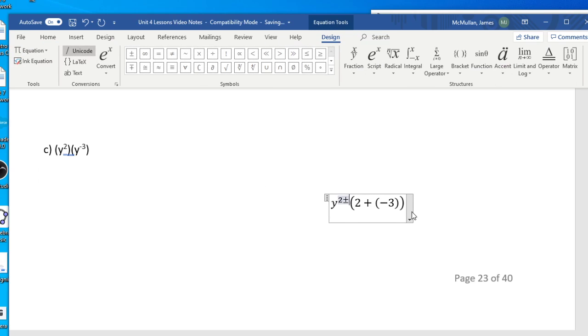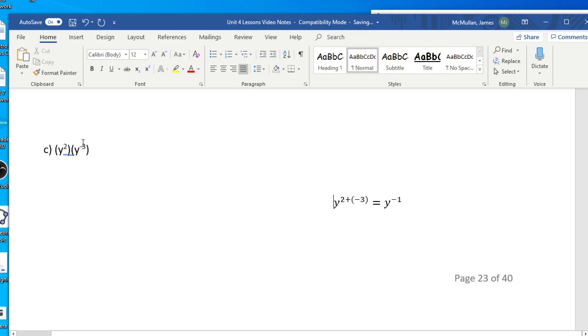Right, you can't say plus negative, because otherwise it does that. Okay, so I get that, which is the same thing as y to the power of negative 1, right? All I'm doing here is simply adding the exponents together, and that's it, right? That's what you get.